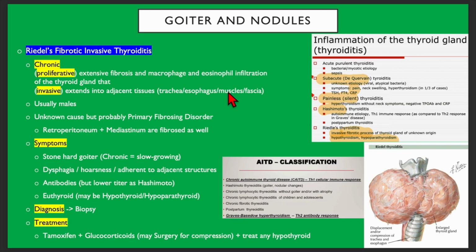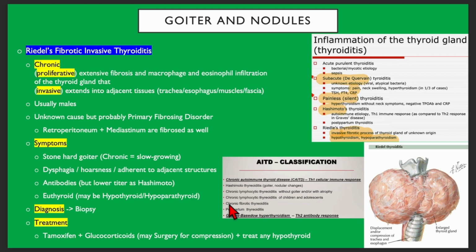I'll just give it to you. So it's a chronic, proliferative, and invasive thyroiditis. So chronic, it comes here in the chronic. Remember that the previous ones were subacute. The two previous ones were subacute. The painless and painful are subacute. Then when we go to Riedel's fibrotic invasive thyroiditis, it's an autoimmune in the chronic spectrum. So it's this one, chronic fibrotic thyroiditis.